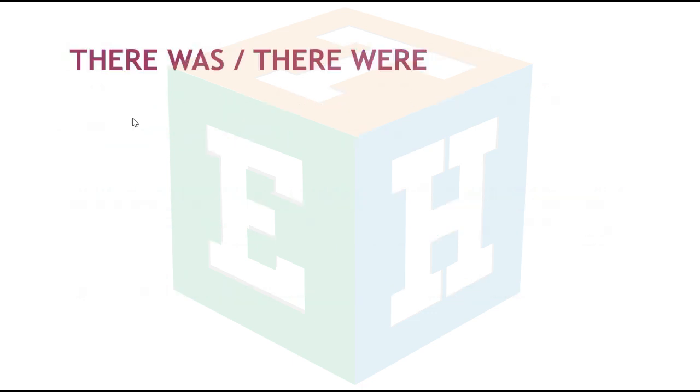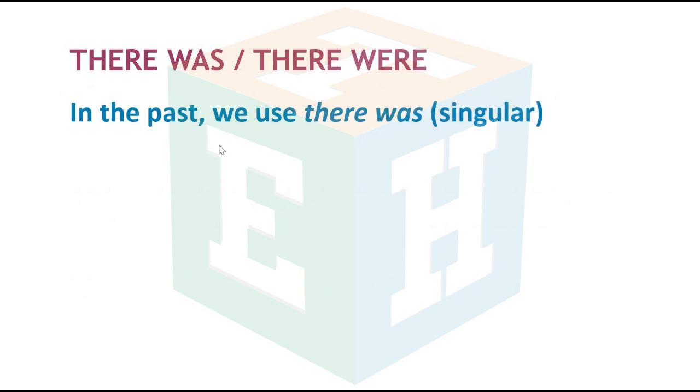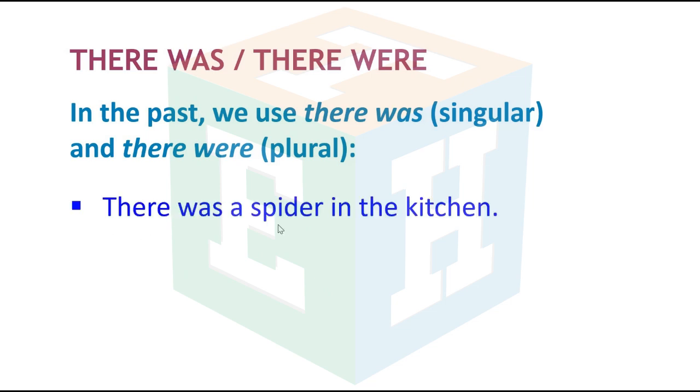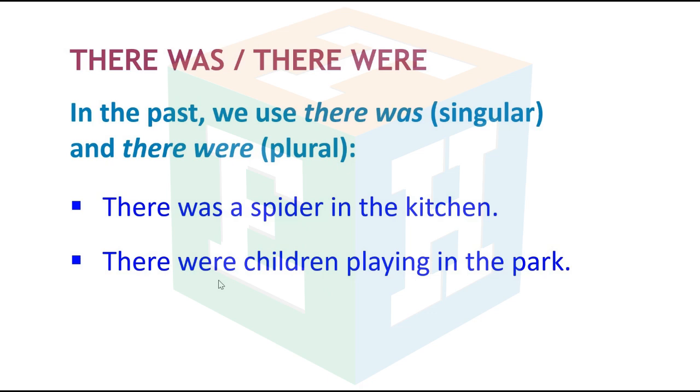There was, there were. In the past, we use there was (singular) and there were (plural). There was a spider in the kitchen. There were children playing in the park.